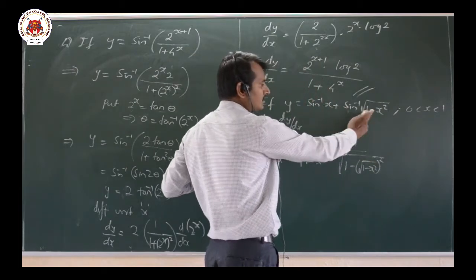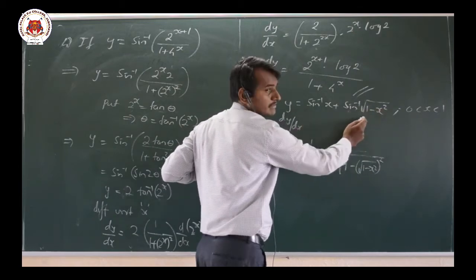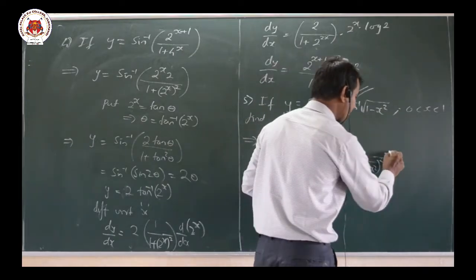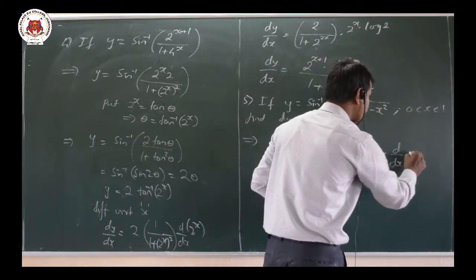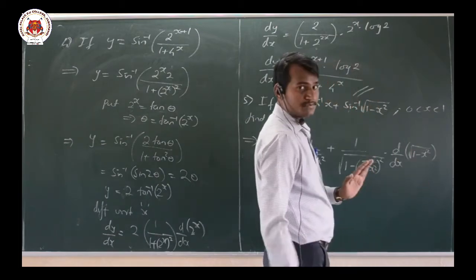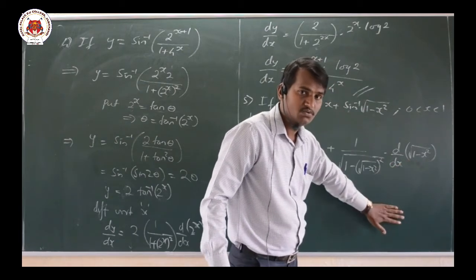Sine inverse of x differentiation is 1 divided by root of 1 minus x square, and for the second term, this whole term is our composition function, into d by dx of what we have, root of 1 minus x square. Now we have to differentiate this. How do we do it? It is like root x, and root x differentiation is 1 by 2 root x.